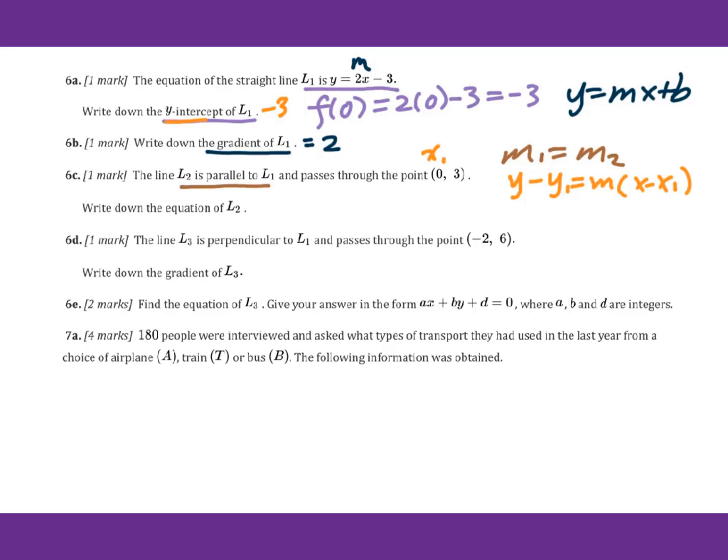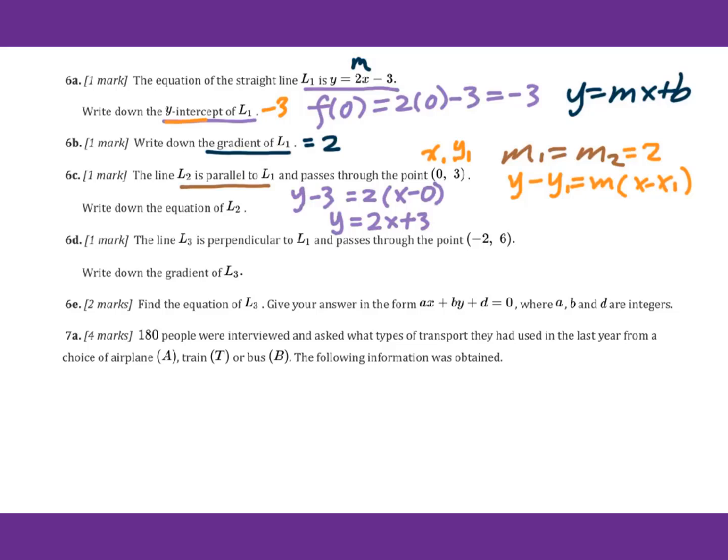so this is x1, here's y1. Your slope equals 2. So we write down y minus 3 equals 2 times x minus 0. Then we will simplify, that is y equals 2x plus 3.